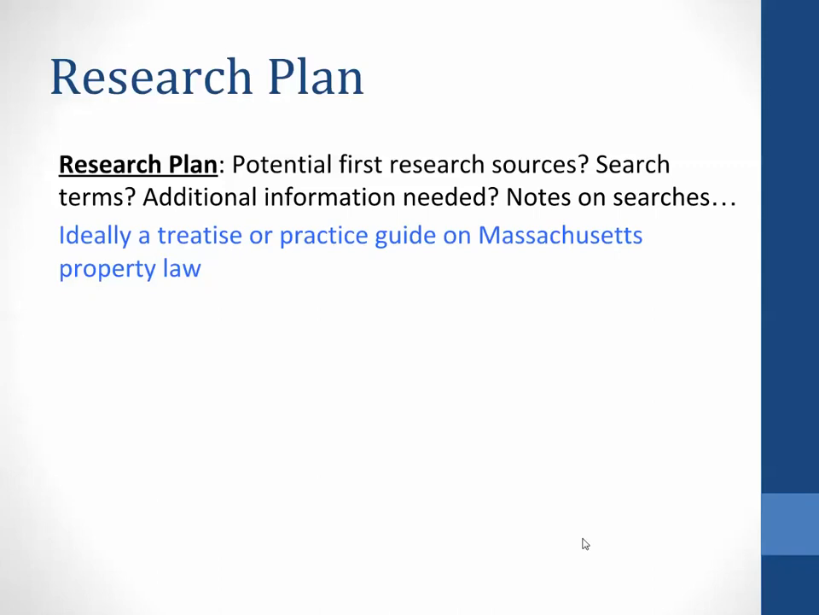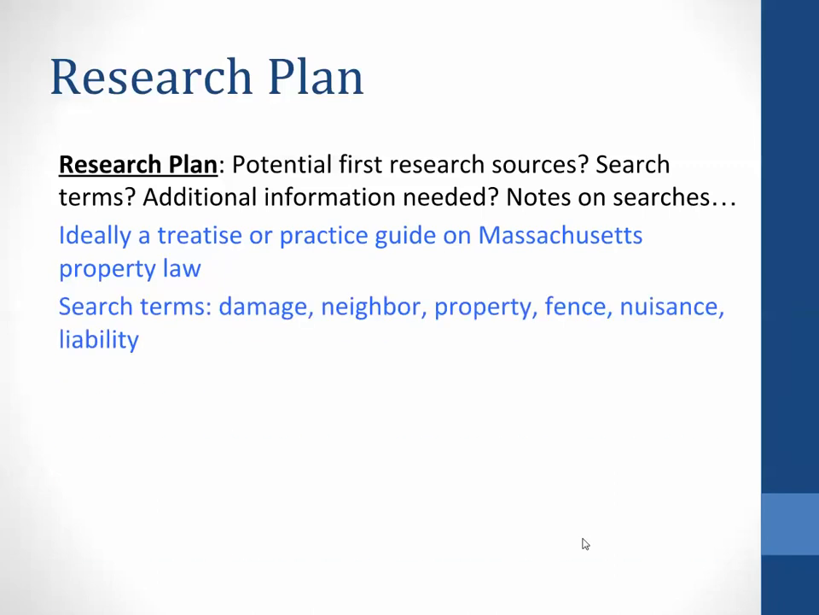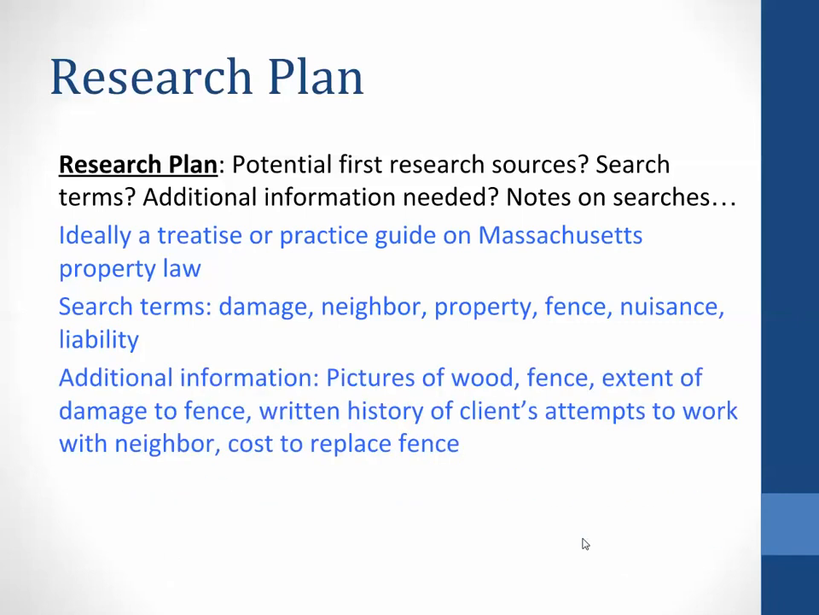So for this problem, I was thinking right off the bat a treatise or practice guide in Massachusetts property law, maybe tort law. And then I just brainstormed a few search terms. Probably I would have more if this wasn't just a short example. And the types of additional information I might need, for example, I might want to get an estimate on the cost to replace the fence.